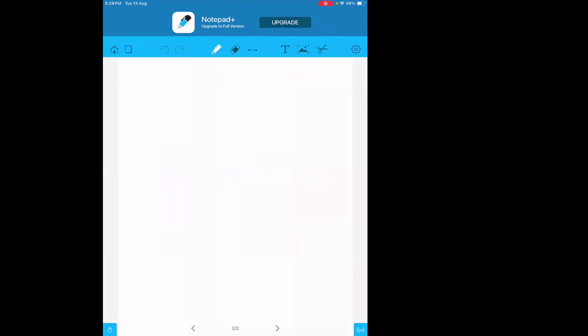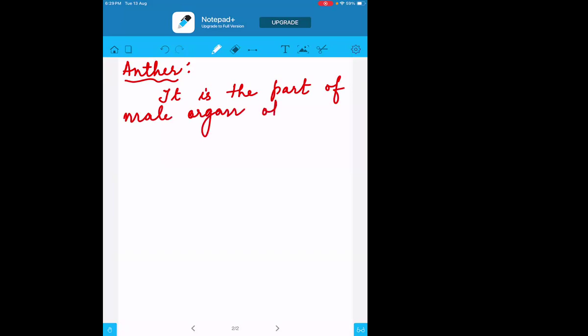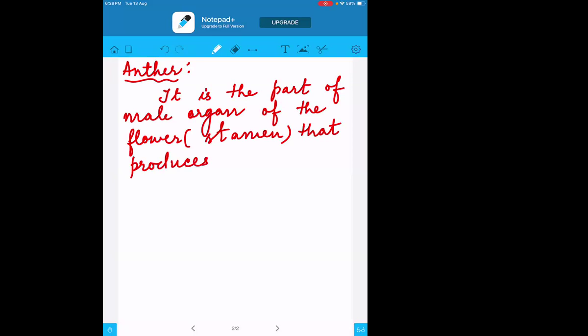So we'll write about the male first of all. Anther. Okay, we'll start from the anther. And as such, children, learn these points so that you can easily label them in the exam. So it is the part of male organ of the flower. And what is the male part here? That produces and contains pollen. See, in this line itself, I can make the 2 statements.